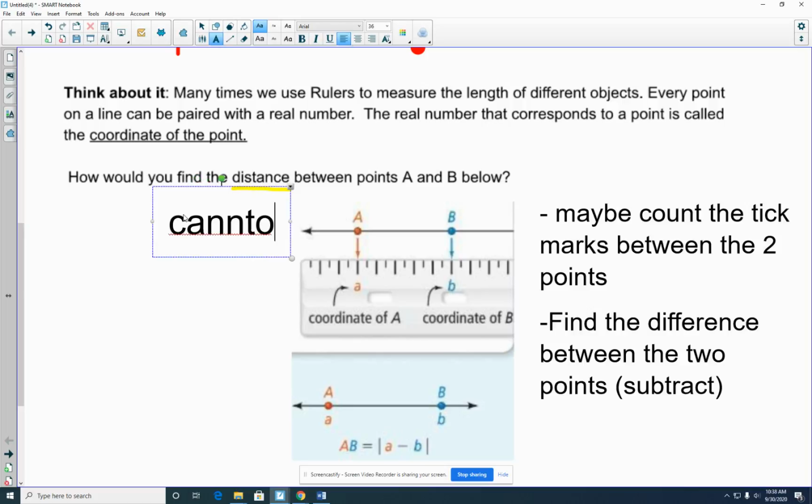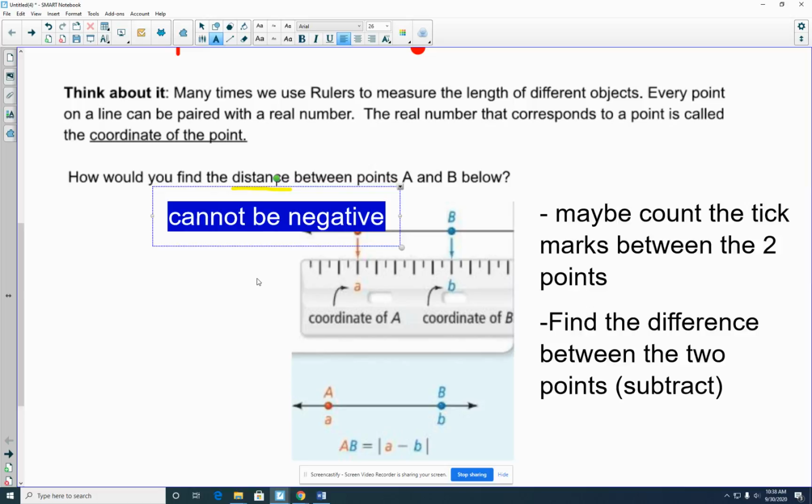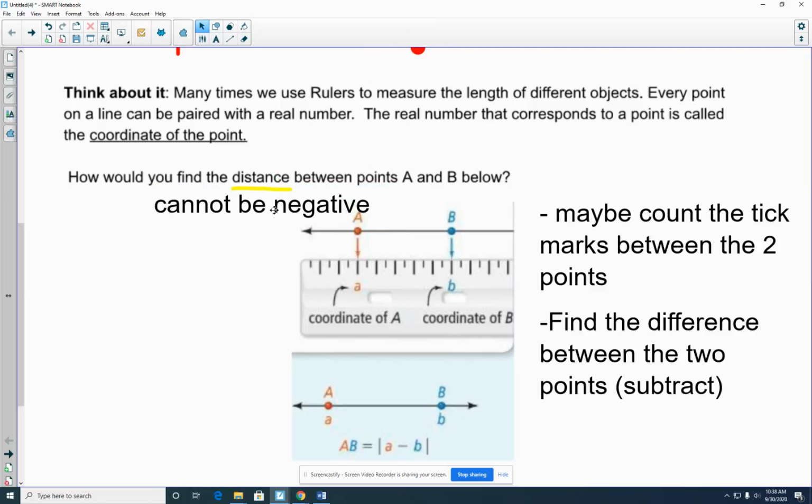So in math we do something called an absolute value. Even if we get a negative number, we take the absolute value of that number, and now it's positive. The absolute value of any negative value is automatically positive. If we take the absolute value of a positive number, it's still positive. So distance cannot be negative.